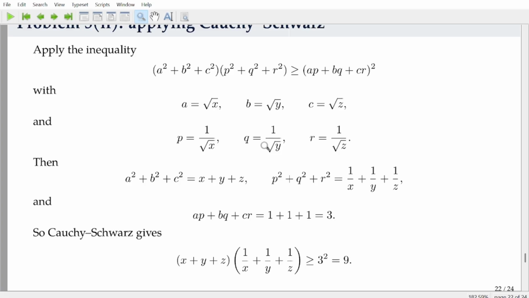And also, ap is root x times 1 over root x, which is 1. bq is root y times 1 over root y, which is also 1. And cr is root z times 1 over root z, which is also 1. So ap plus bq plus cr is 1 plus 1 plus 1, which is 3. And so this right-hand side is going to be 3 squared. So if we plug all of that in terms of x, y, and z, and this 3 into our Cauchy-Schwarz inequality, we get the following: x plus y plus z times 1 over x plus 1 over y plus 1 over z is always going to be greater than or equal to 9 for real numbers x, y, and z.